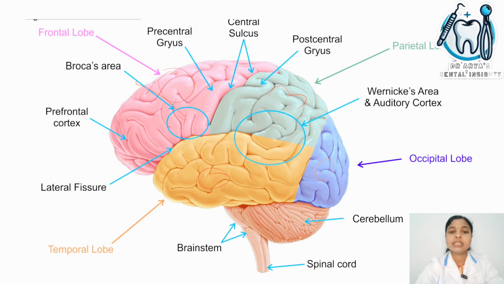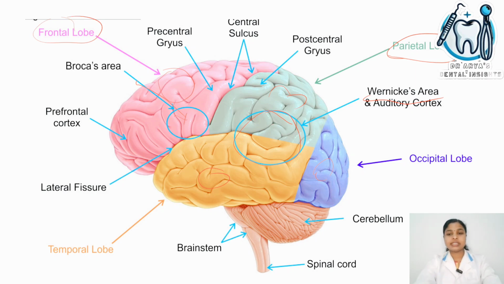Okay. So this is the precentral gyrus. This is the central gyrus. This is the postcentral gyrus. Okay, and this is another area which is Wernicke's area, and it is also the auditory cortex. So here, in which lobe is it situated? It is in the parietal lobe. So Wernicke's area is situated in the parietal lobe, and Broca's area is situated in the frontal lobe.